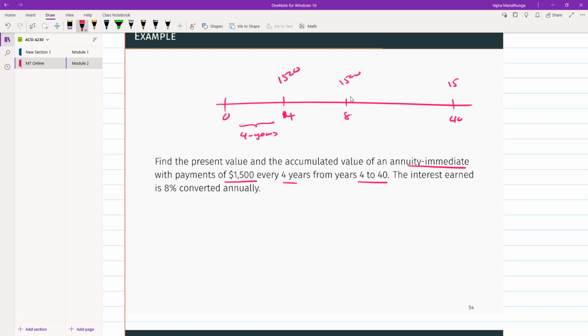40, 1,500. So how many payments are we really going to get? Since it's every 4 years, it's going to be 10. The total number of payments is going to be 10, and the payment size is going to be 1,500.